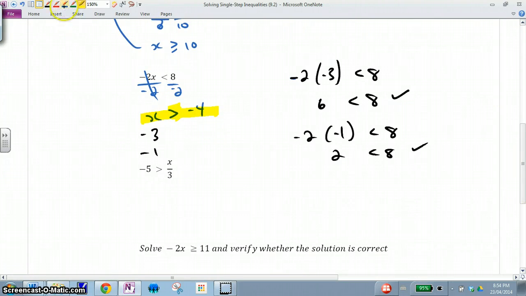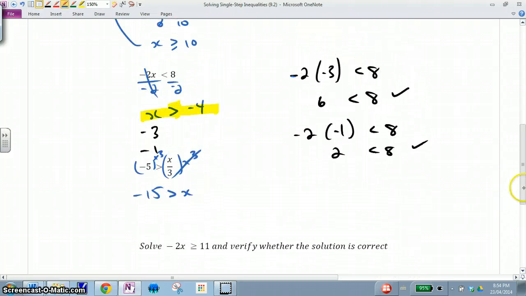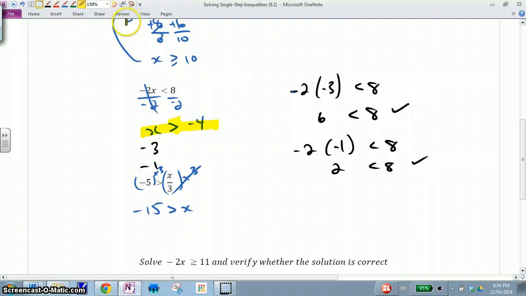Negative 5 is greater than x over 3. So here we're going to multiply both sides by 3. It's going to cancel that. And we get that negative 15 is greater than x. So solving those the same way, we're just watching for that multiplying or dividing by a negative here. That's our rule.